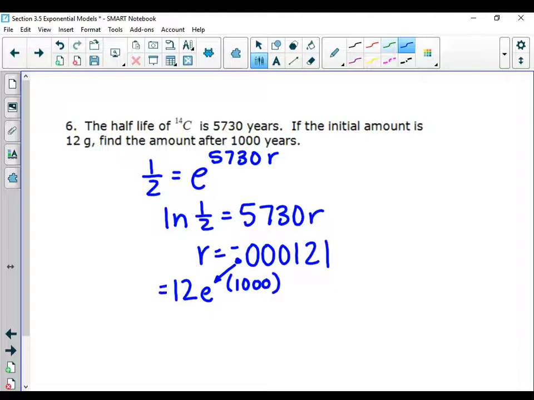So the good news about this one is that I just want to find the amount after 1,000 years. So I can do 12 and then e raised to the 1,000 times my answer. So I will have about 10.63 of the material. Again, it depends on how many decimals they're asking for. If they want you to round, you round, and so on.